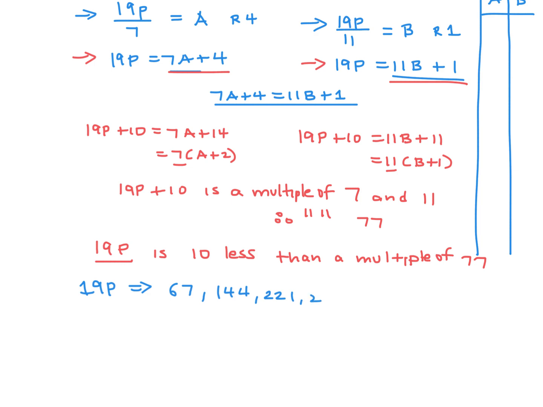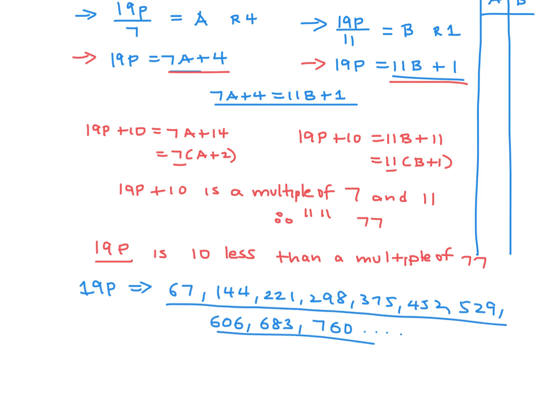So 221, 298, 375, 452, 529, 606, 683, 760, and so on. But here's the thing. All these numbers are correct, but it's 19p, so the number also has to be a multiple of 19. And so far, the only one that's a multiple of 19 is this one. That's the first multiple of 19. So that means that 19p is 760, and therefore p is 40.